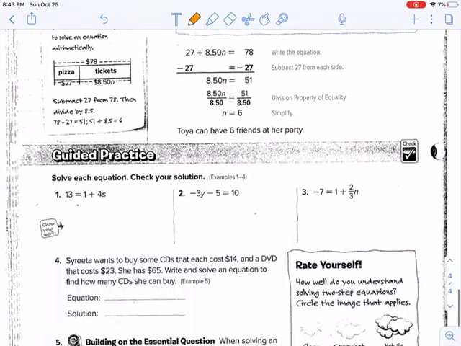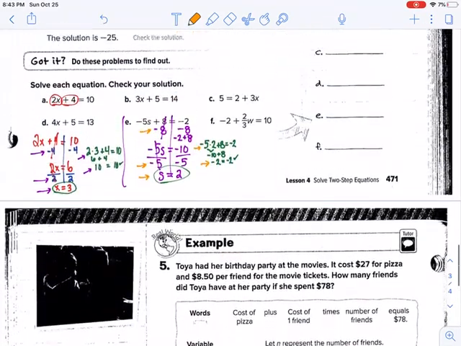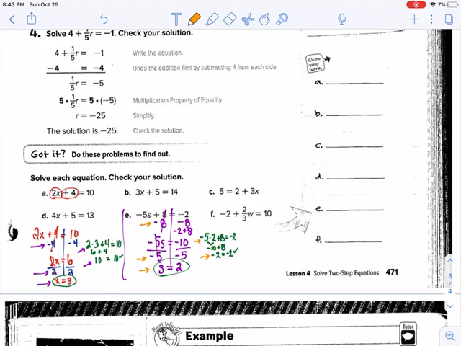All right, so if you want to try some, you can work on the guided practice, or you can go right to the assignment and work on that. If you have any issues, please come to period 9 for some extra help.